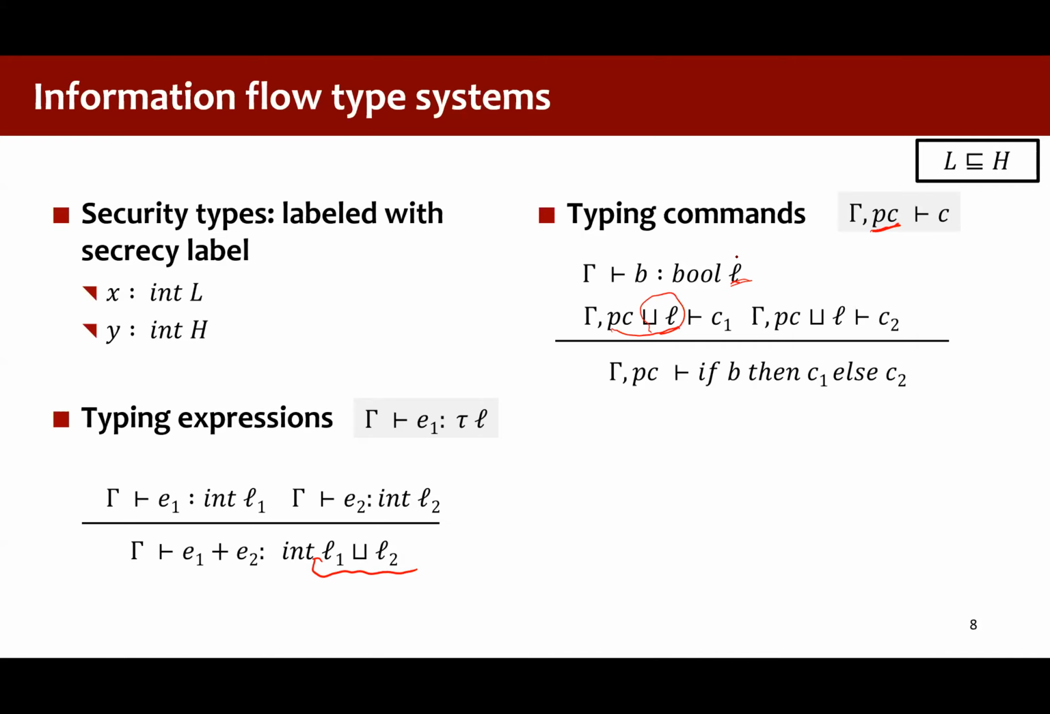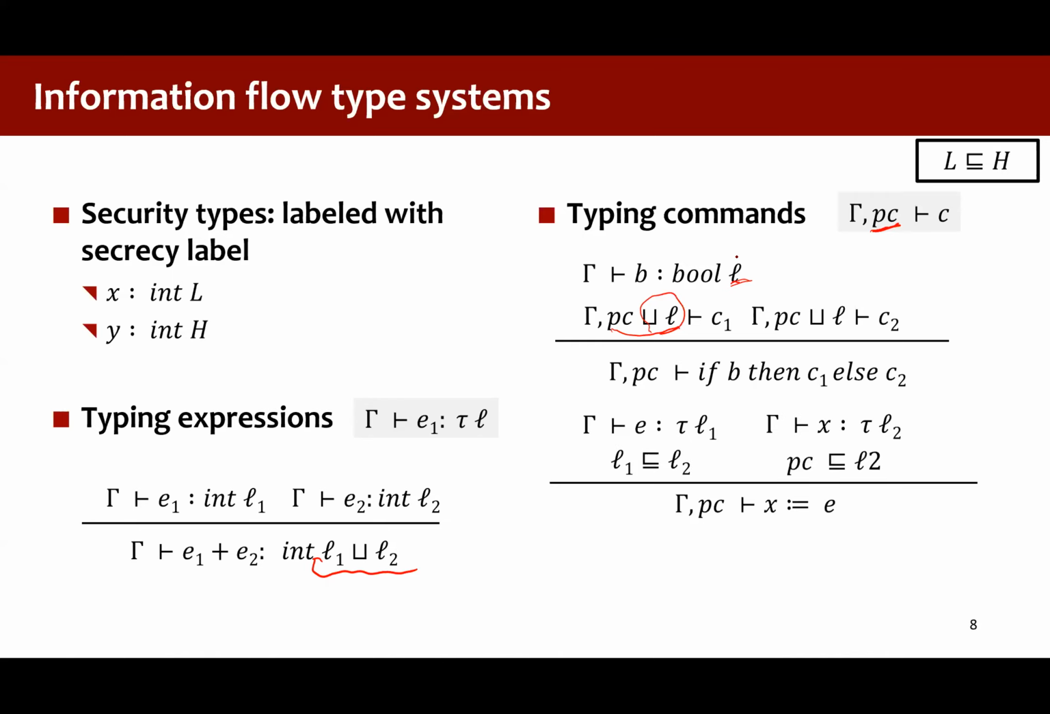It's really meant to account for implicit flows, to make sure I cannot assign a low variable in a high branch or a high PC context. So that's the if rule. Let's look at the assignment rule. When I have these two rules together, I can give you examples. Yes, there is a question.